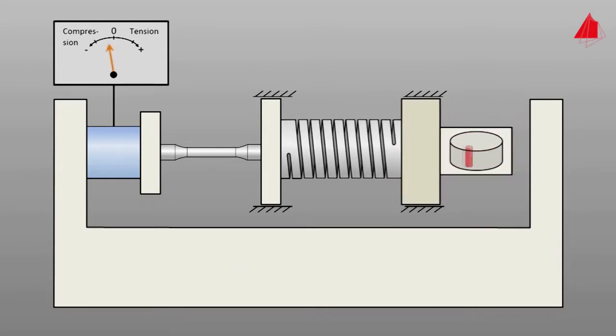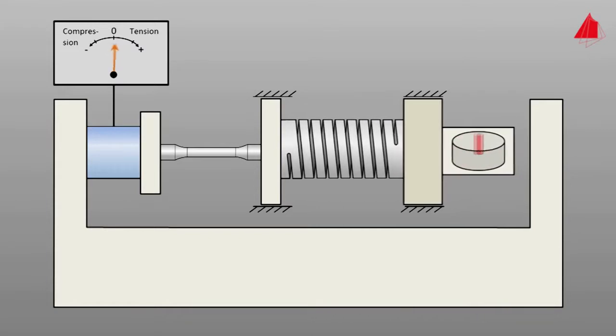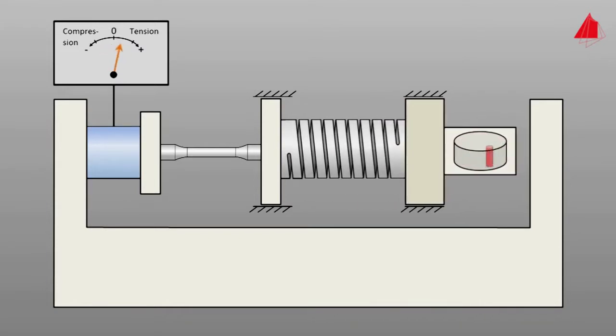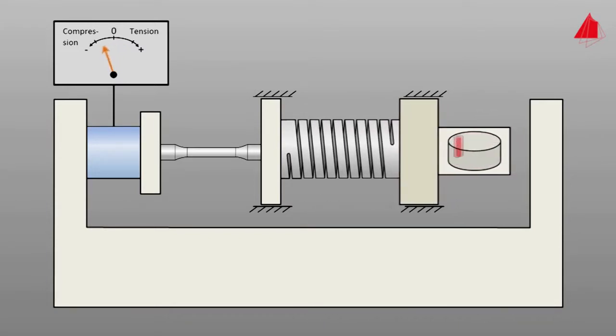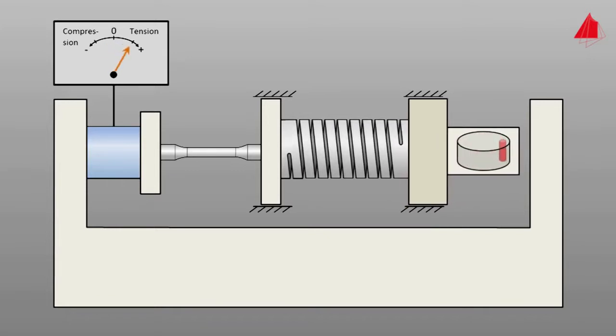By varying the excitation frequency of the imbalance, the test force can be controlled. In our case, the specimen is loaded with about 25 cycles per second.